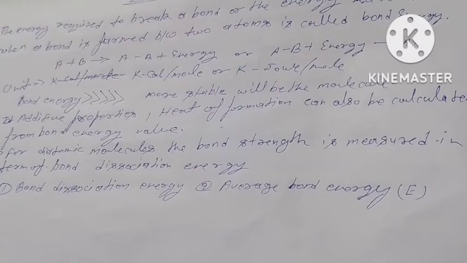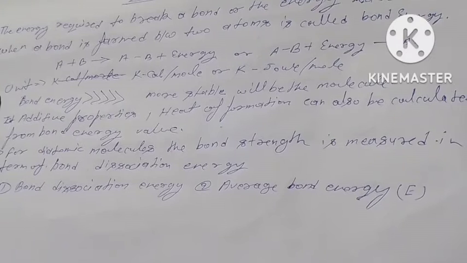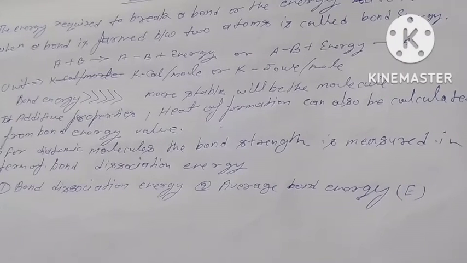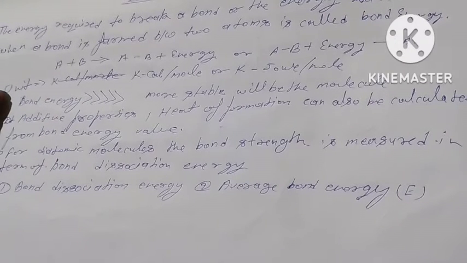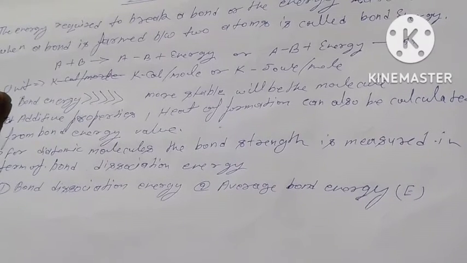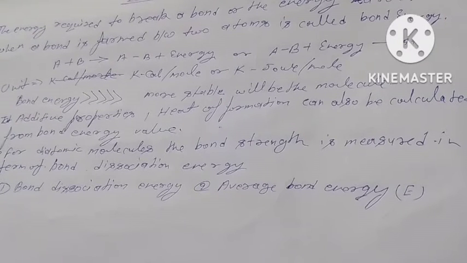Average bond energy E. For a polyatomic molecule, bond dissociation energy is the energy needed to break one mole of bonds of a particular type. Average bond energy E is the average of the different bond dissociation energies D of all the bonds present in the polyatomic molecule. Bond energy for polyatomic molecules such as ammonia, methane, water is the average of the heat of formation, delta HF, divided by the number of bonds.